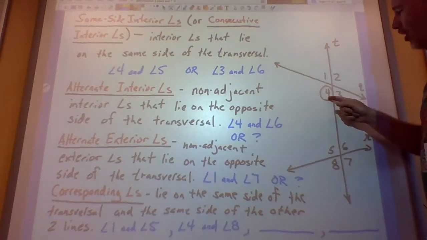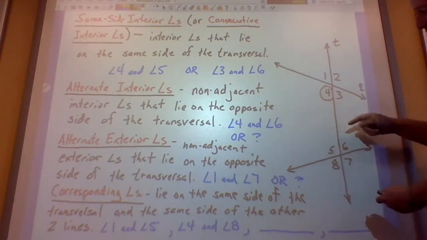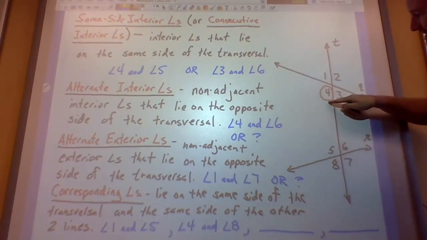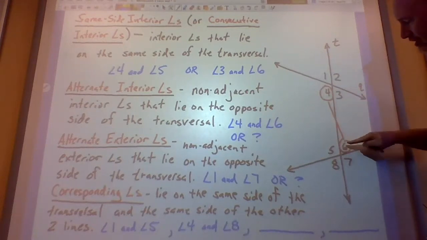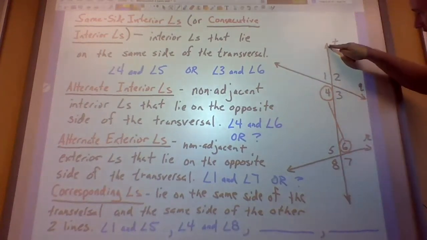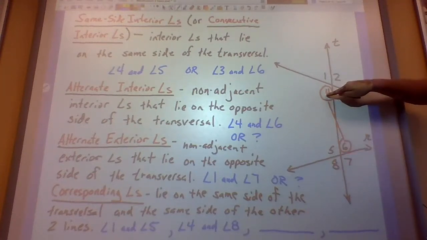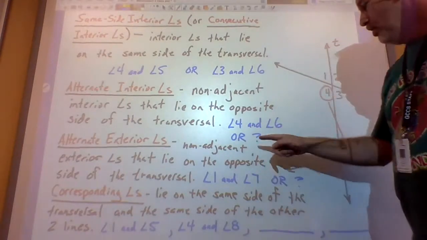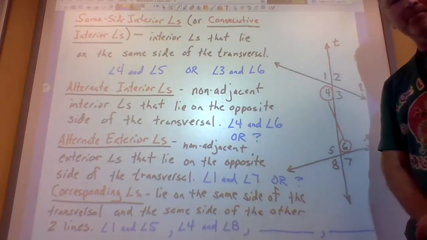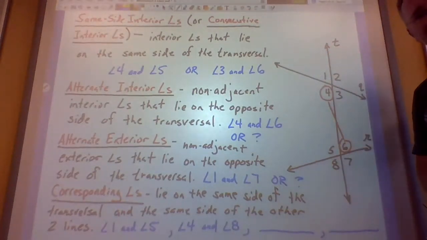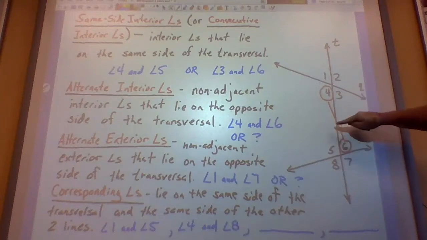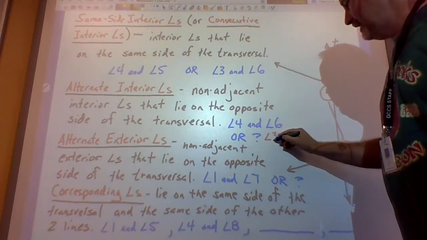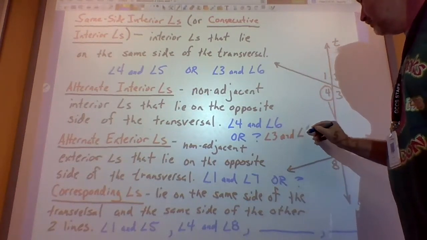So his alternate interior buddy, again, it's got to be 5 or 6 because those are the only ones on the interior, but it's going to be 6 because 6 is on the alternate or opposite side of the transversal, right? There's T, so it's 4 and 6. That would be the alternate interior buddies. And who can tell me the other pair? There's one other pair of alternate interior buddies. Okay, I hope you said 3 and 5, right? 3 and 5 are the other pair. So angle 3 and angle 5.